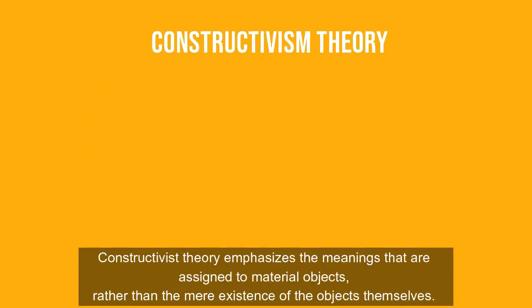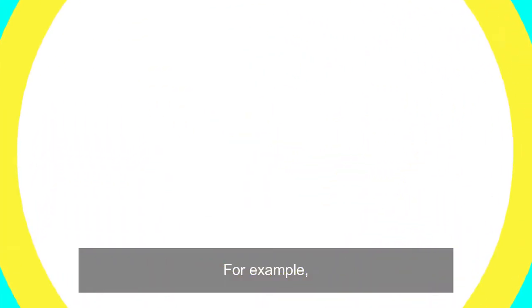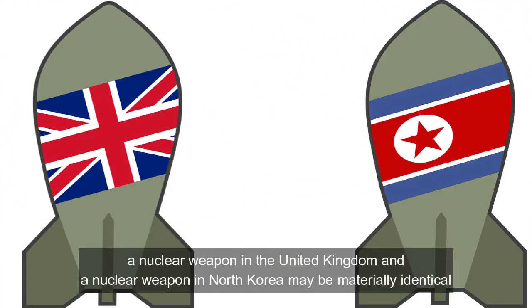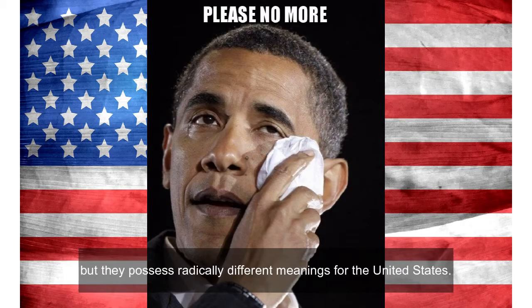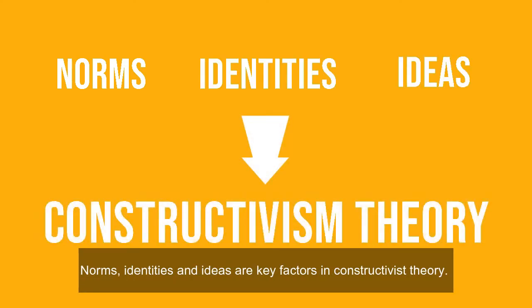Constructivist theory emphasizes the meanings that are assigned to material objects rather than the mere existence of the objects themselves. For example, a nuclear weapon in the United Kingdom and a nuclear weapon in North Korea may be materially identical, but they possess radically different meanings for the United States. Norms, identities, and ideas are the key factors in constructivist theory.